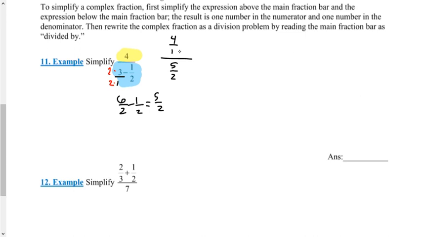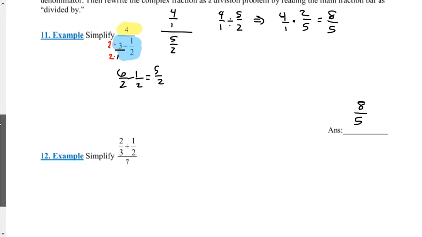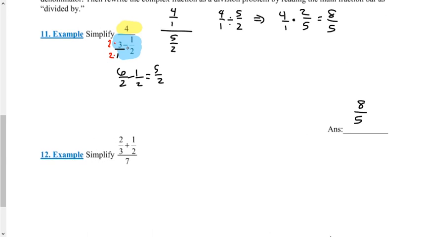Now, what we've got is 4 over 1 divided by 5 over 2. That's the same thing as 4 over 1 times the reciprocal, 2 over 5. I get 8/5 for our answer. That does not reduce. We're done. So there's one where we had to work on the bottom and get that all cleaned up.